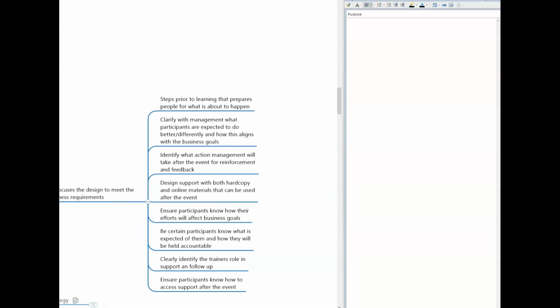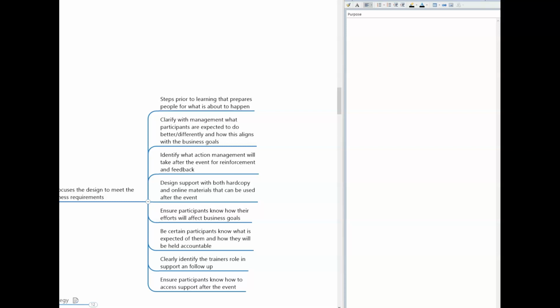Steps prior to learning that prepare people for what's about to happen. Clarify with management what participants are expected to do better or differently and how this aligns with business goals. Identify which action management will take after the event to reinforce and give feedback. Design support with both hard copy and online materials that can be used after the event.